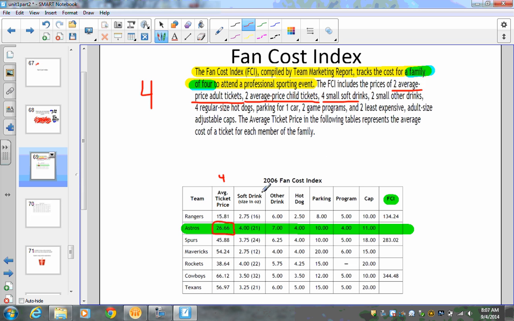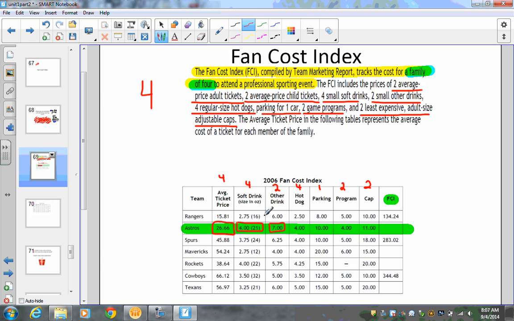We're going to keep going. 4 small soft drinks, which once again we're buying 4 of, so I'm going to multiply it by 4 here. 2 small other drinks. Other drinks refers to something that is not considered a soft drink, so I'm referring to alcohol. We'll just say 2 beers. So I'm going to put a 2 over here, and we're going to multiply 2 times 7. Then 4 regular size hot dogs, so I'm going to put a 4 here. Then parking for 1 car. 2 game programs, which is here, and lastly, 2 least expensive adult size adjustable caps. So I'm going to put 2 here.